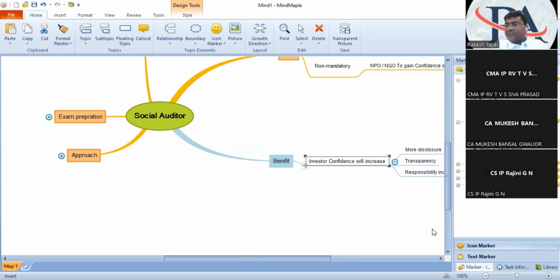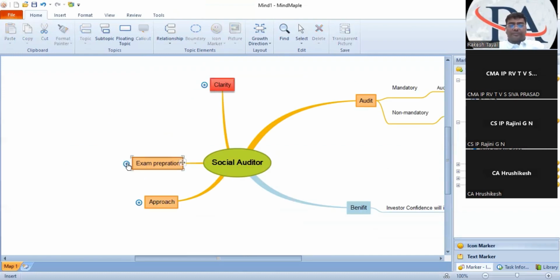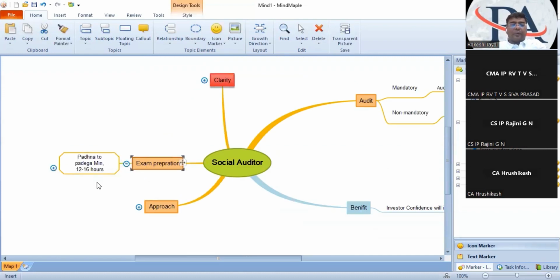So there is a difference between these development goals, but these development goals almost cover all the welfare activities run normally by the NGOs. Then exam preparation, the main thing where we are all going to.